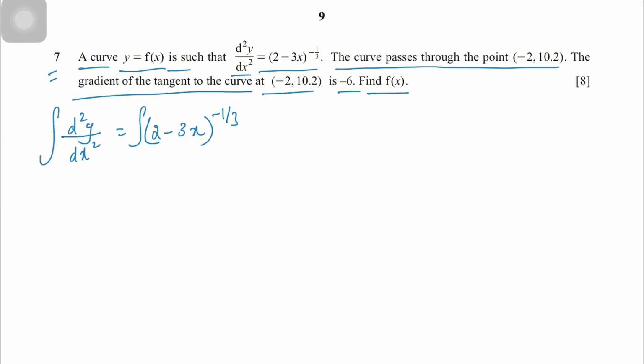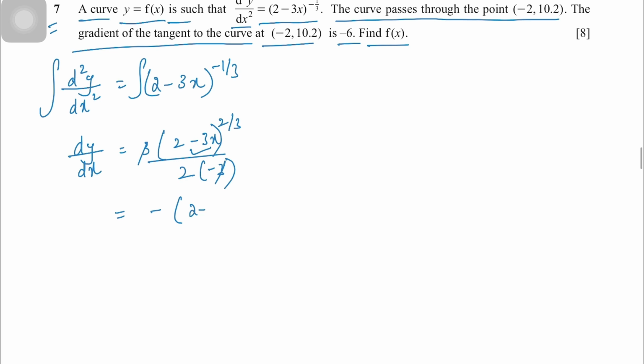Now if we integrate it, then we get our answer as dy by dx, which is basically this power would be added. So this would be 2 power 2 upon 3, and then this would be (2 minus 3x). This 2 upon 3 would go in the denominator, so this would be 3 upon 2, and then this would be multiplied by the denominator. This would be simply written as negative (2 minus 3x) power 2 upon 3 over 2 plus c, and we have our gradient as negative 6 and our x as negative 2.